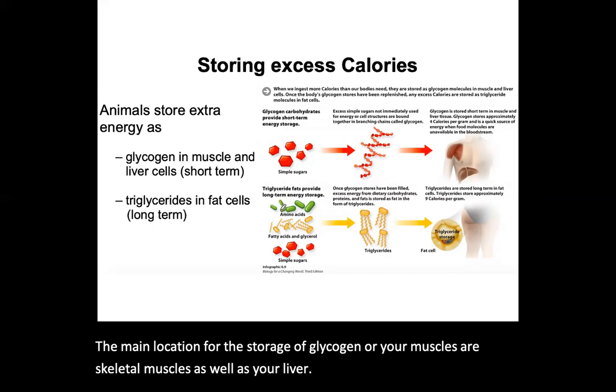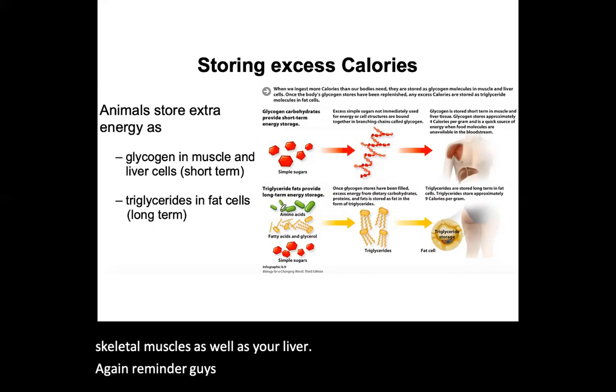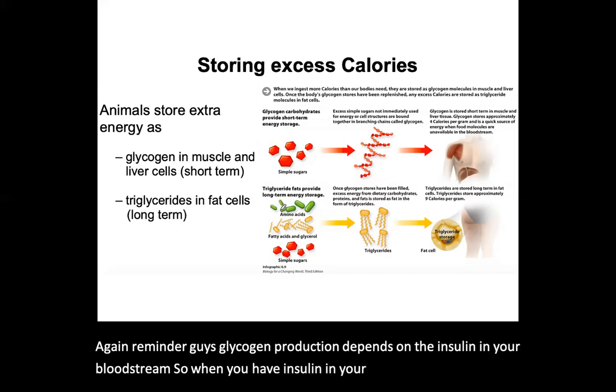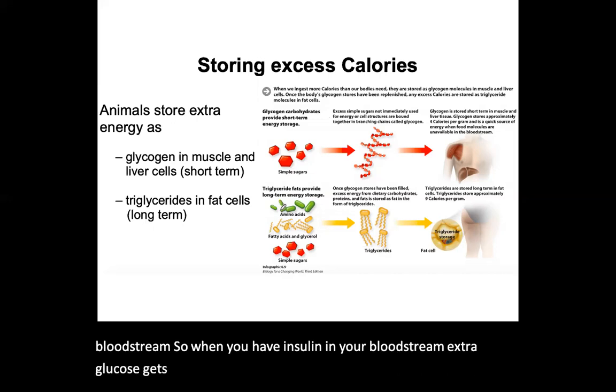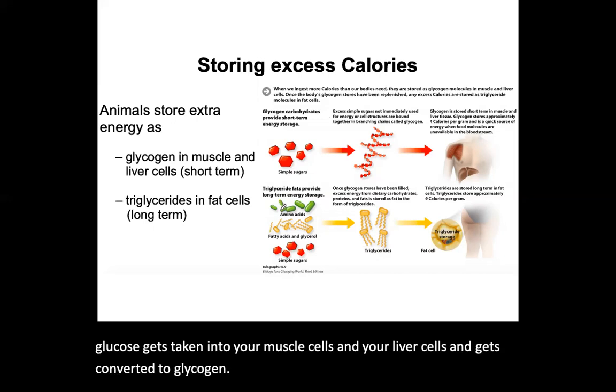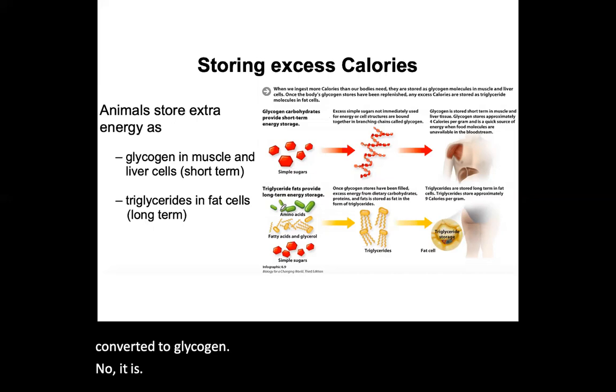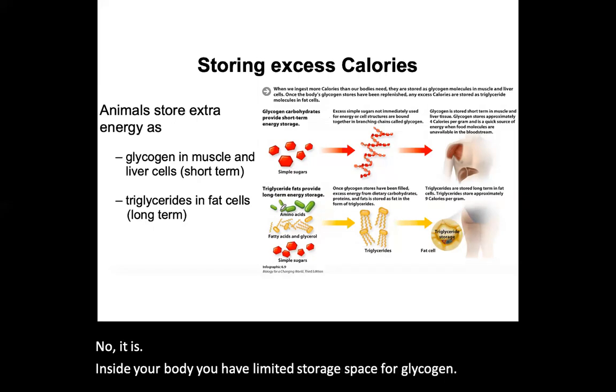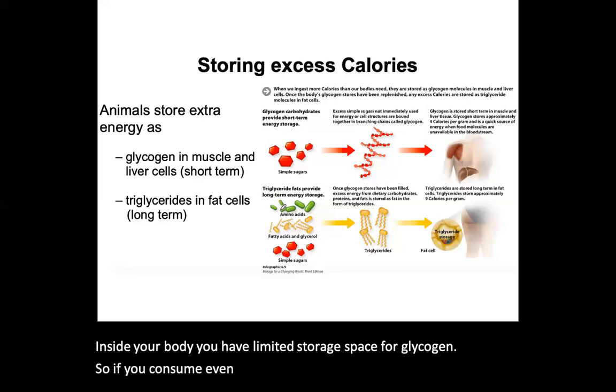Again, a reminder, guys: glycogen production depends on the insulin in your bloodstream. So when you have insulin in your bloodstream, extra glucose gets taken into your muscle cells and your liver cells and gets converted to glycogen. Now, inside your body, you have limited storage space for glycogen. So what if you consume even more calories than your glycogen storage has capacity for?